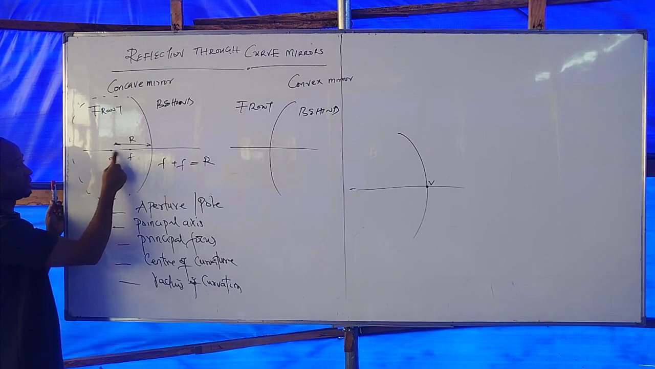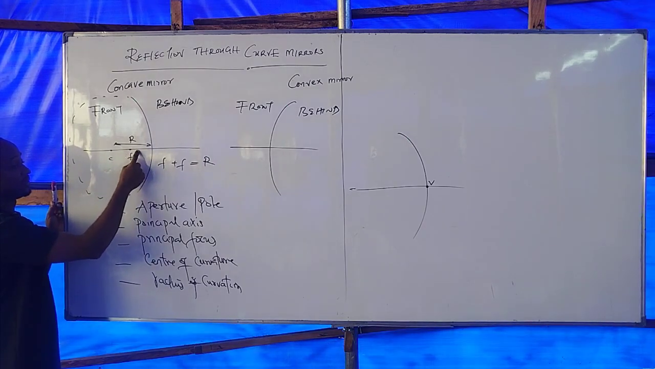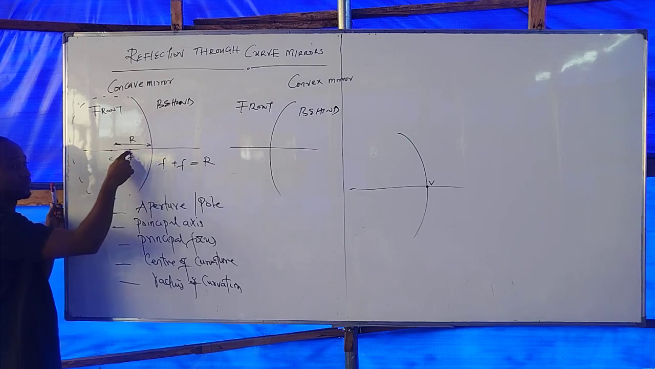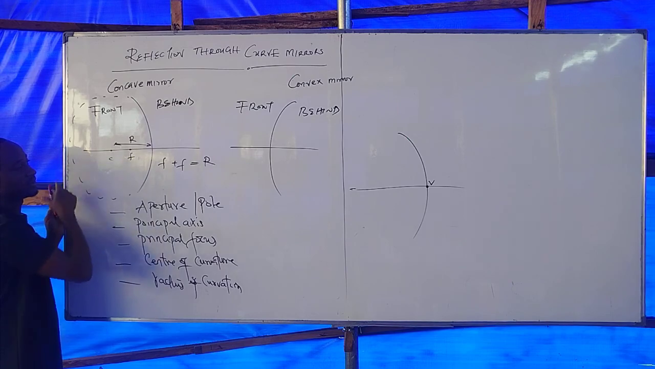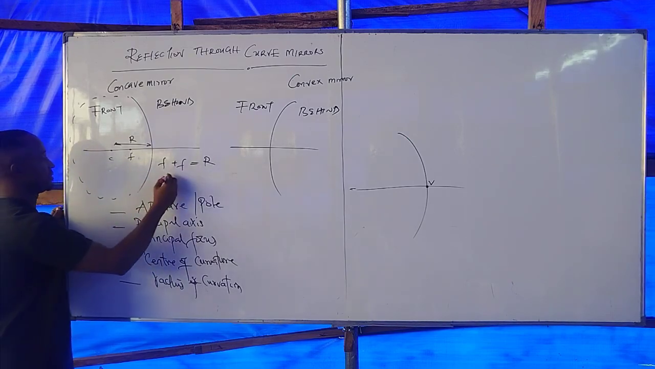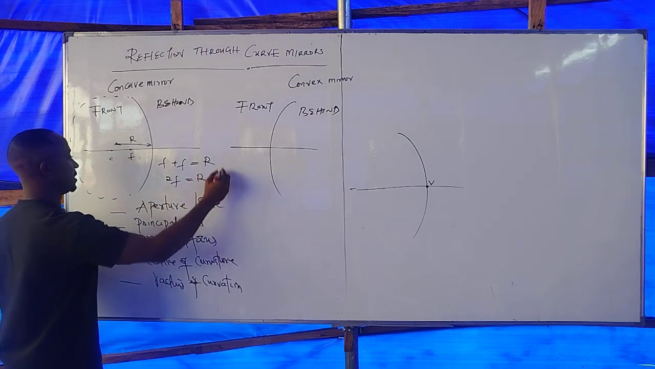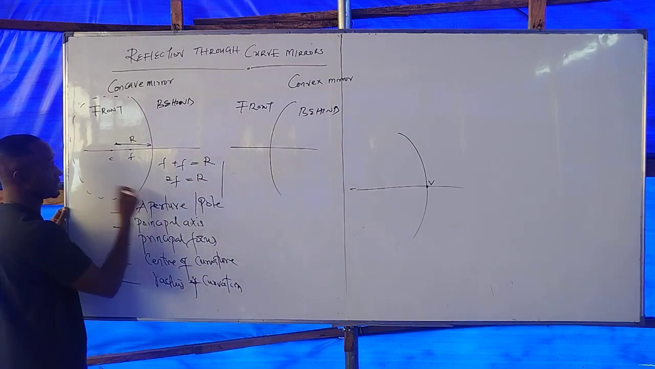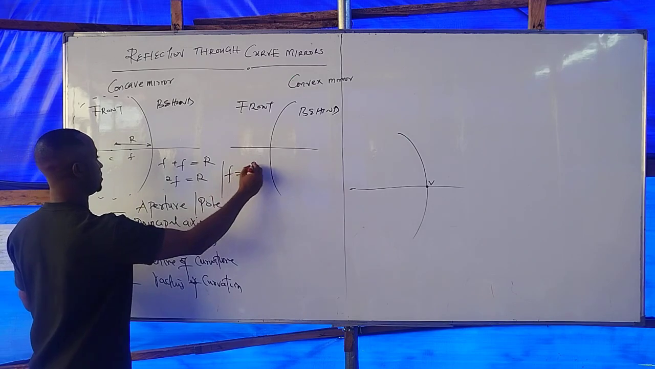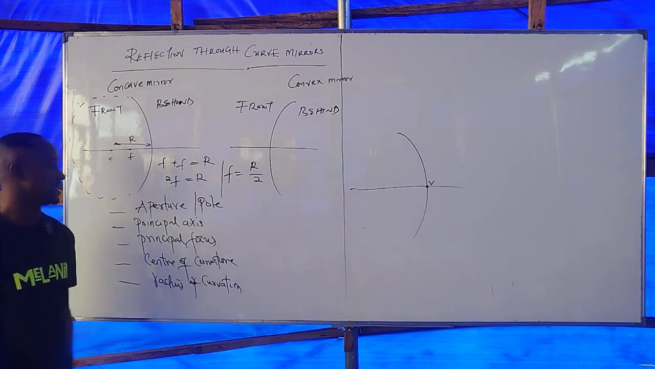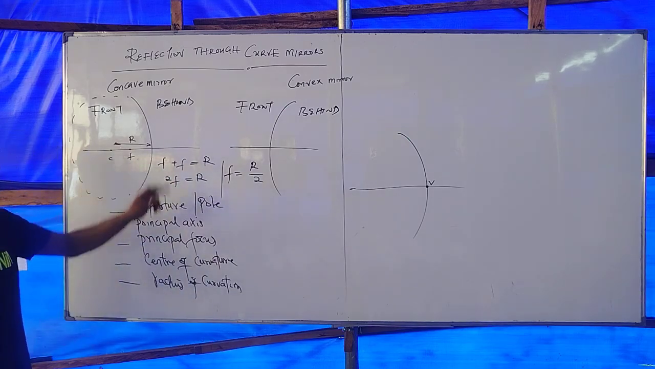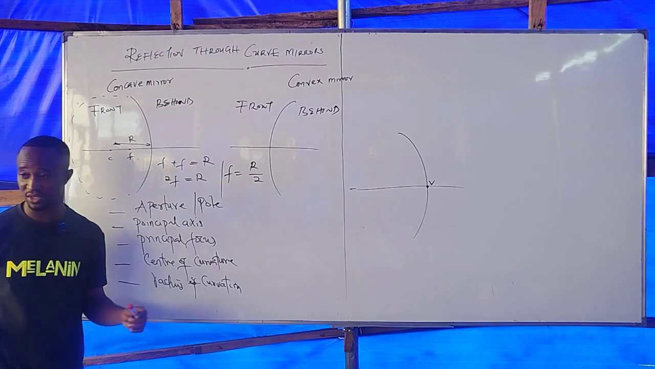From here to here is your focus. Also your focus. From this point to here is your focus. The same distance is covered from the focus to the center of curvature. So if I add up these two, we have 2f equals R. That simply means that I can find the focus. My focus is the radius over 2. Are you following? So to find the focus is simply to divide the radius of curvature by 2. Is it not so?